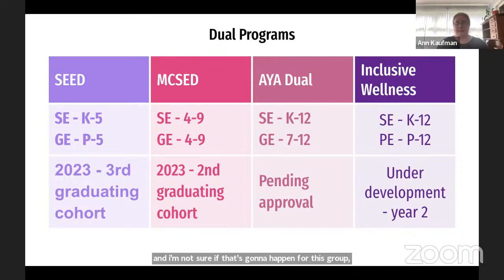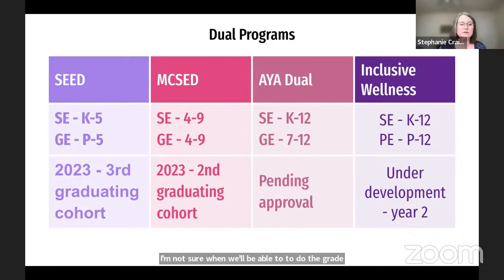We've talked about grade banding those areas of special education, but the problem we've run into is that the assessment educators take at the end of their licensure program is not grade banded. So we want to prepare them to do well on that test. Until we can align the OAEs, which is the Ohio Assessment for Educators, I'm not sure when we'll be able to do the grade banding. Sure, thank you for that clarification.